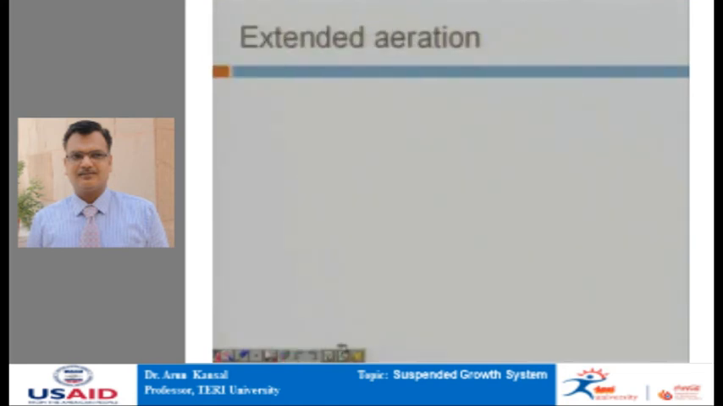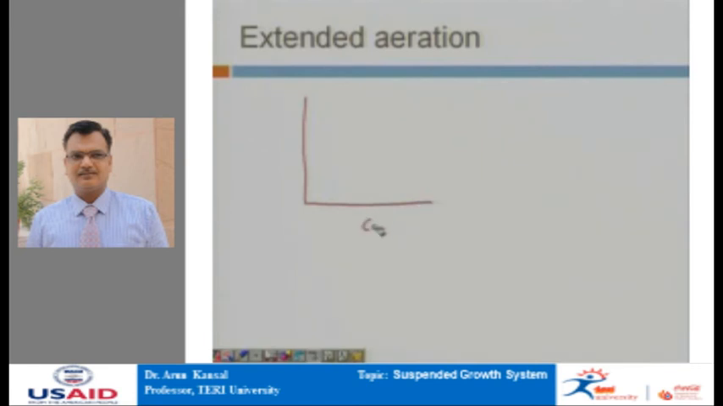Next comes the extended aeration system. The extended aeration process operates in the endogenous respiration phase of the growth curve, which necessitates a relatively low organic loading and long aeration time. Here I want to mention the respiration phases of the organisms.